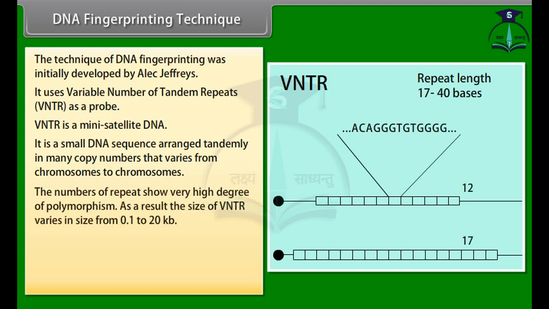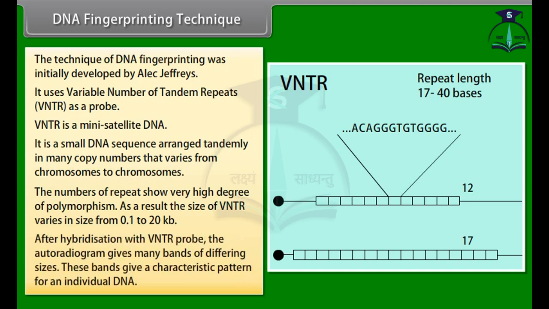It is a small DNA sequence arranged tandemly in many copy numbers that varies from chromosome to chromosome. The number of repeats shows a very high degree of polymorphism. As a result, VNTR varies in size from 0.1 to 20 kb. After hybridization with VNTR probe, the autoradiogram gives many bands of differing sizes. These bands give a characteristic pattern for an individual's DNA.